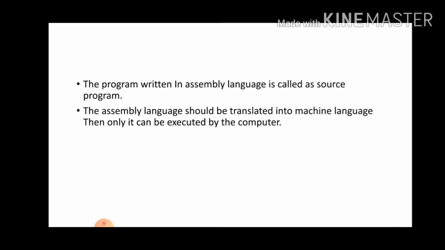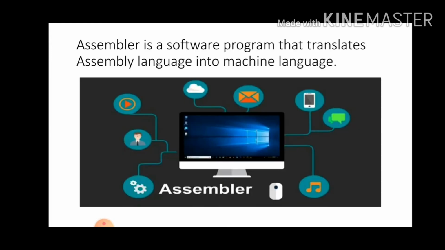Okay, clear? Next, the assembly language should be translated into machine language, so that only then can the computer understand and execute the code. Next, who is this assembler and what is the role of the assembler? An assembler is a software program that translates assembly language into machine language. Make sure that you're thorough with the concepts of assembly language, assembler and machine language. An assembler is a software, which can translate assembly language into machine language.